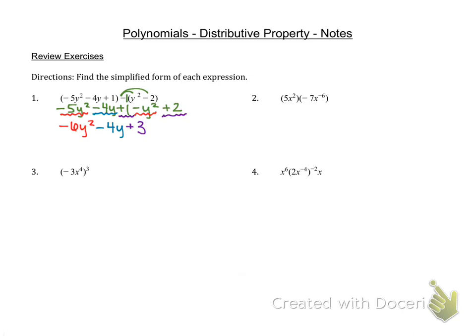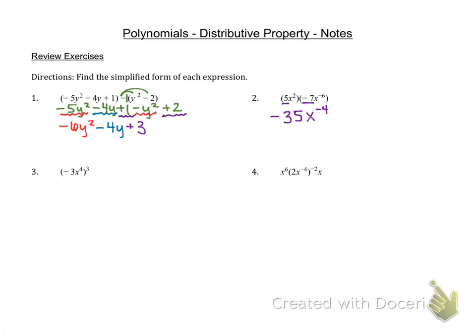Number 2. So I have 5x squared times a negative 7x to the negative 6th power. So here I'm going to multiply the two big numbers. So 5 times a negative 7 is a negative 35. Then for the exponents here, I'm going to add the exponents. So I have x to the negative 4th.